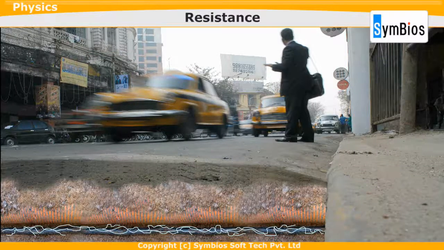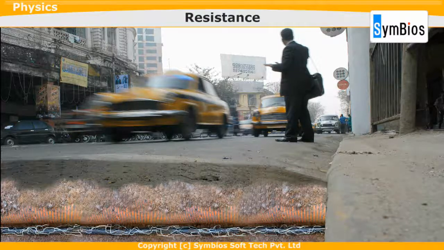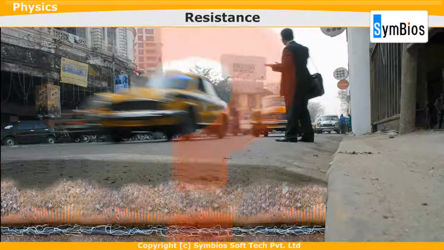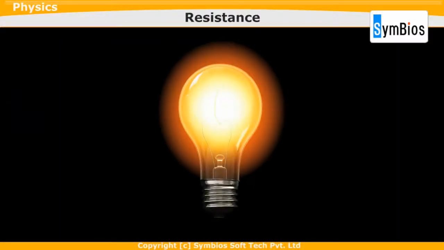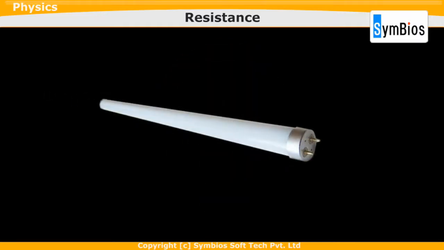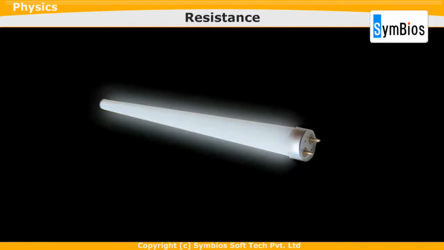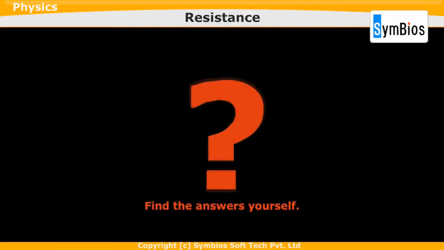We have all seen underground cables being laid below the ground. We know that these carry electric current. Why is it that we do not get an electric shock when we walk above these? We know that resistance of the filament causes a bulb to light up. Now think about this. In a tube light, there is no filament, but light glows. How? Find the answers yourself.